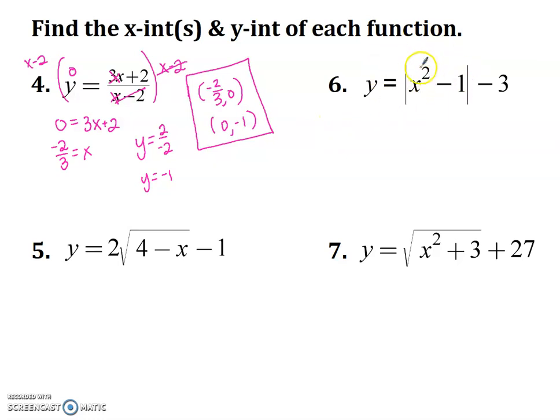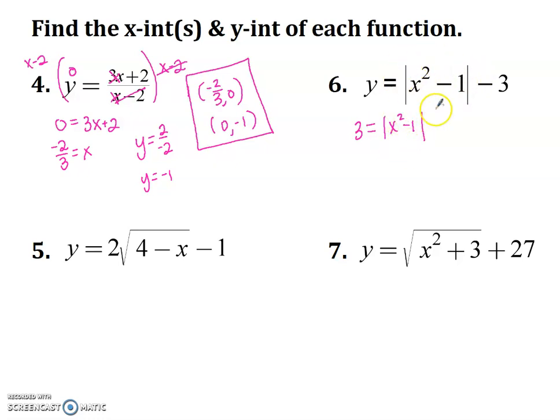Now for an absolute value function, anytime you're solving an equation with an absolute value, whatever's outside the absolute value, you want to move it over first. So I would have 3 equals the absolute value of x squared minus 1. Now remember, when you're taking the absolute value of something, that's how far it is away from 0. So whatever number is in here, when you take the absolute value, since we're measuring a distance, it is always going to be positive.